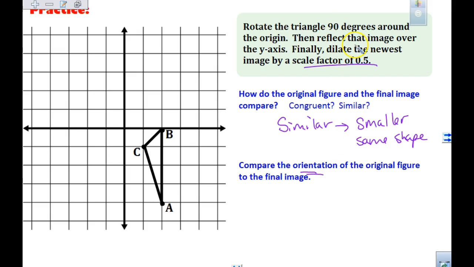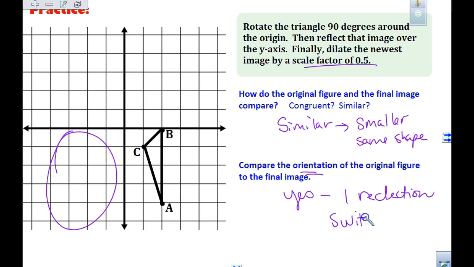So we have one reflection going A, B, C, D, that's counterclockwise, right? Reflected over the y-axis, that means it's going to show up first over here. Then it says we're going to dilate it, so then we make it bigger or smaller over here. So it's similar. Does our orientation change on this one? Should be yes. One reflection is always going to change it to the opposite. One reflection will switch the orientation. Okay?